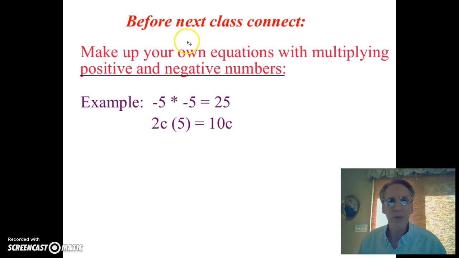One more thing before the next Class Connect: I want you to make up your own little equation with multiplying positive and negative numbers. Don't use an X; you can use an asterisk, or you can use parentheses. For instance, -5 times -5 gives me a +25. You can get your calculator and try that out. You can say 2 times 2c means 2 times c times 5. You multiply everything together and you get a 10c. In this case, they're all positive. If one of these was negative, then your answer would be negative.